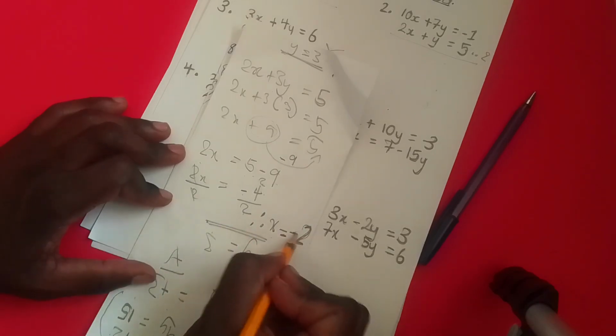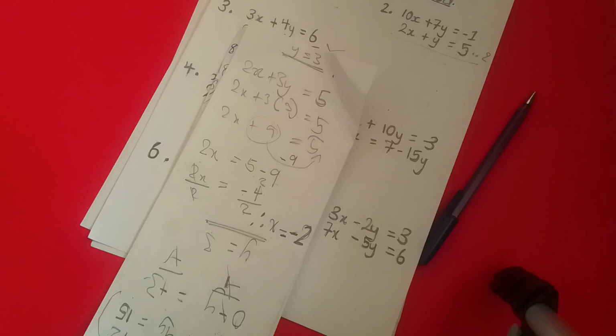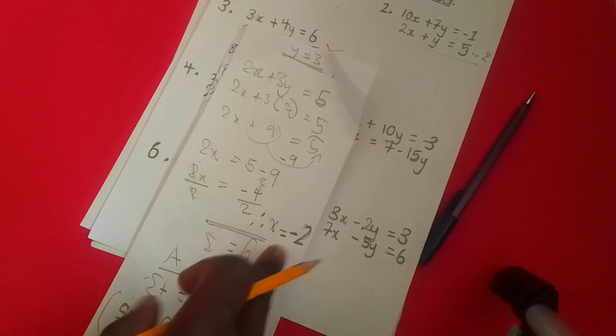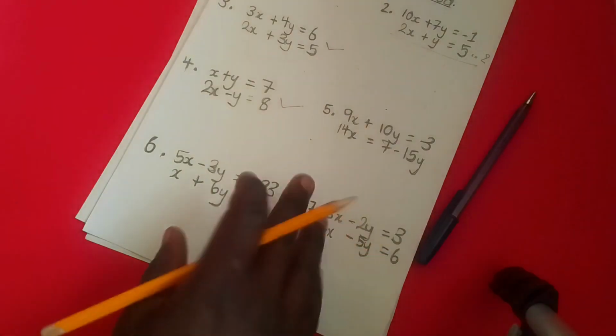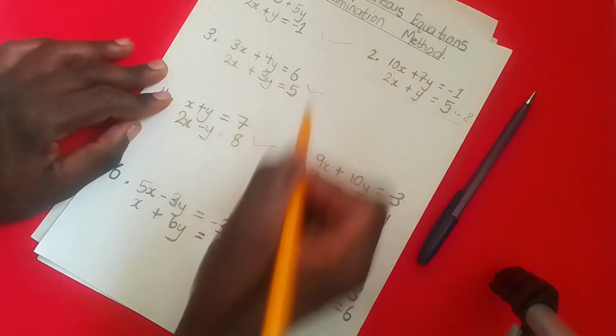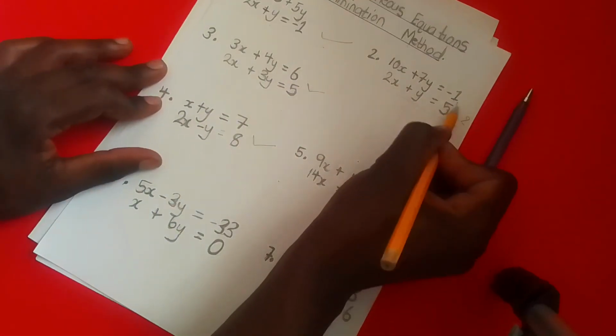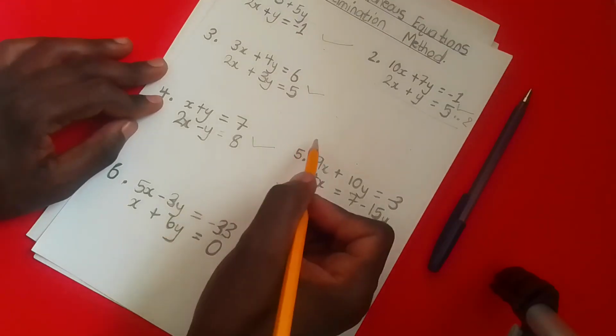Was that clear? And so we have solved for what? Solved for x, which means number 3 is now done. Number 1 is done. Number 2 is done. Then number 3 is done.